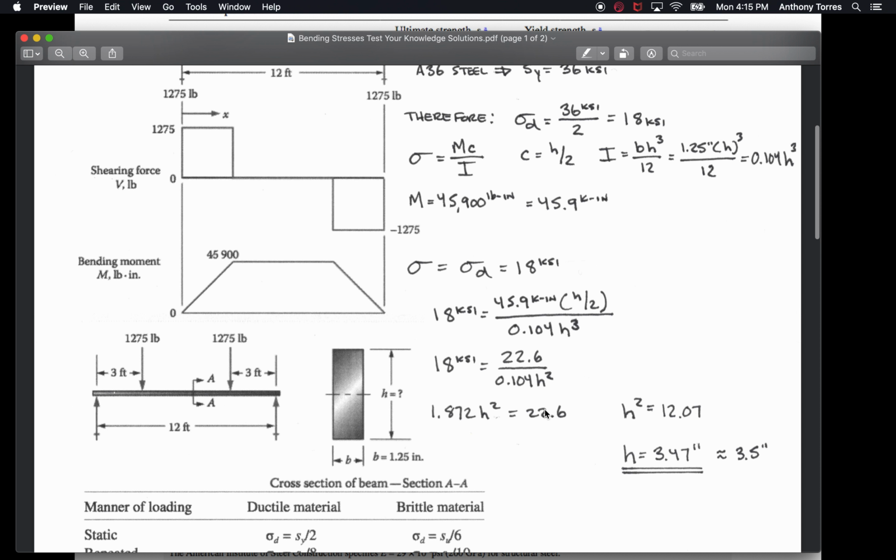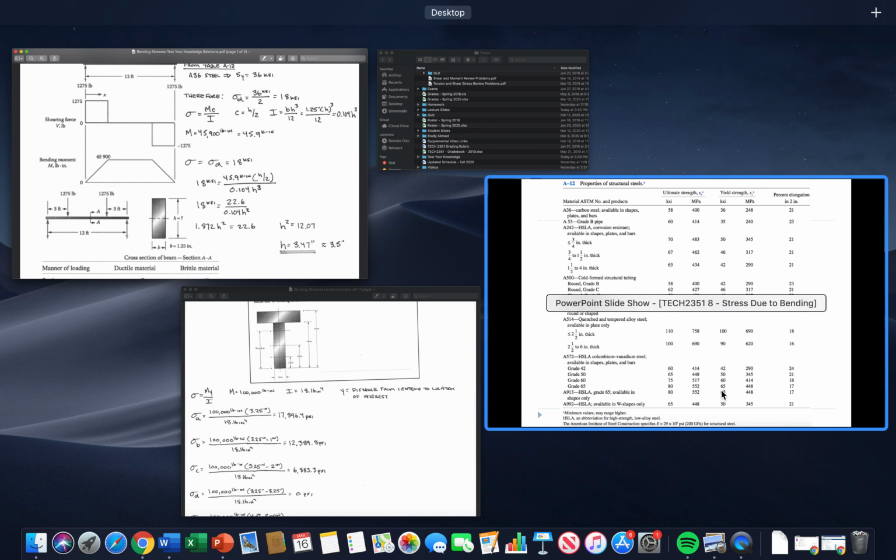The manufacturers are probably not going to manufacture to 0.47. That's a little odd. They have the base at 1.25 inches, in quarter of an inch increments, so let's specify something in quarter of an inch increments. The closest quarter of an inch increment to 3.47 is just rounding this to 3.5 inches. So that's the answer to Test Your Knowledge Part 1. Okay, then back to the lecture.